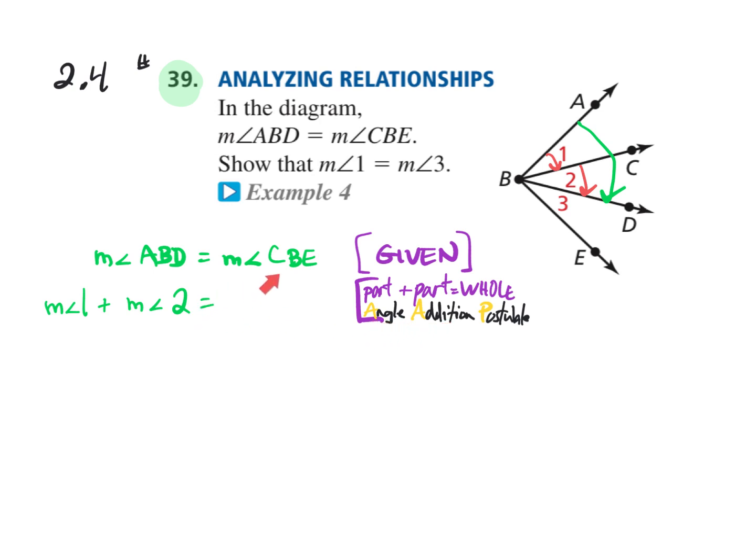Now on the right side of the equal sign, we have the measure of angle CBE. Recall that that's this rotation. And once again, part plus part equals whole there. So the measure of 2 plus the measure of 3 is equal to the measure of angle CBE. So what gave us a right to say this statement was the angle addition postulate, and you can just say part plus part equals whole. But then we also substituted those things in for the whole into this equation. So that was a substitution property.